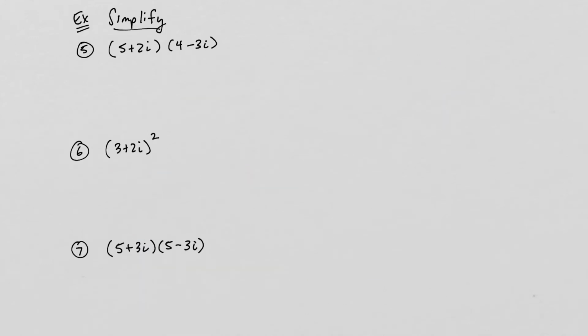In our next example, we are now multiplying two complex numbers together. The process for multiplying two complex numbers is the FOIL procedure. So we're going to multiply 5 times 4, 5 times negative 3i, 2i times 4, and 2i times negative 3i. And if we do those multiplications, we end up getting 20 minus 15i plus 8i minus 6i squared.